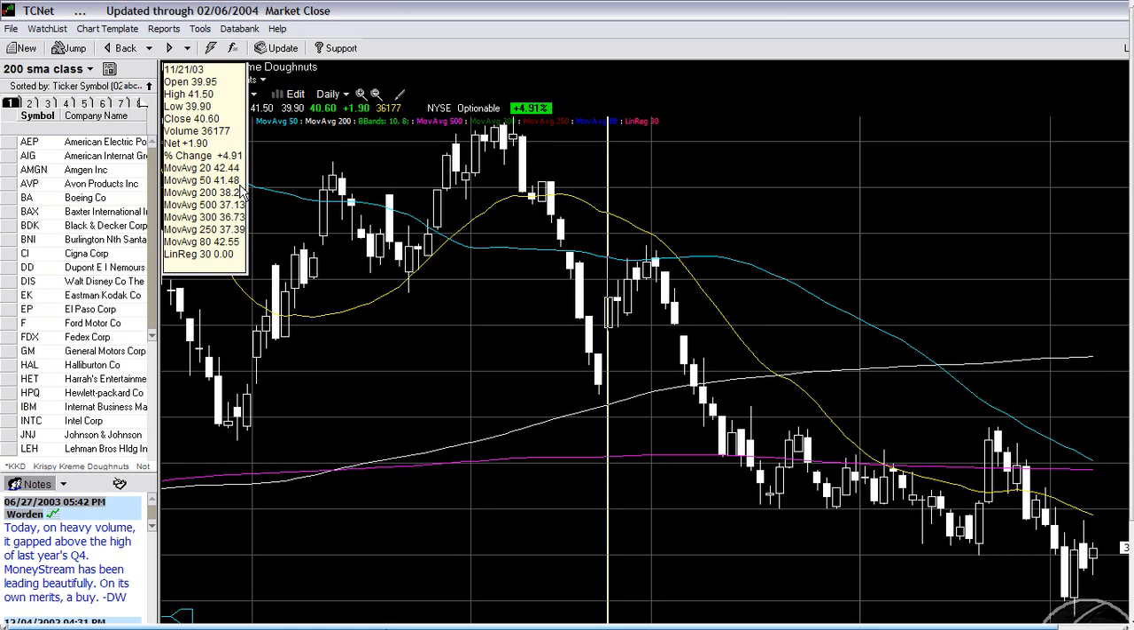41.50. It says the high was 41.50. Is that close enough? Within 2 cents, as soon as it got within 2 cents of hitting the 50-day average, it immediately drops and loses 50% of the move that it made that day. What did it do the next 2 days later?